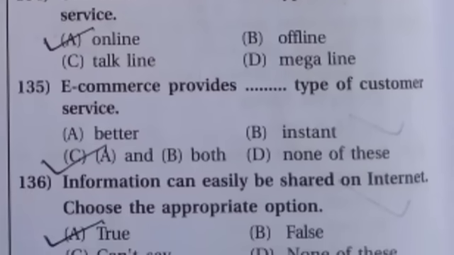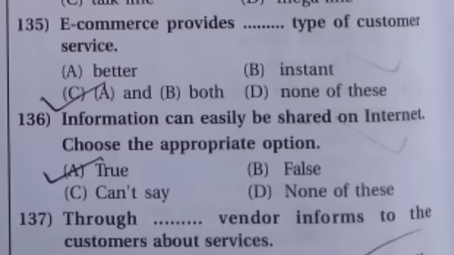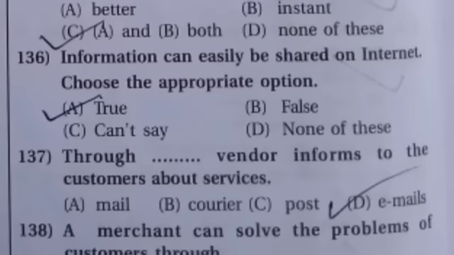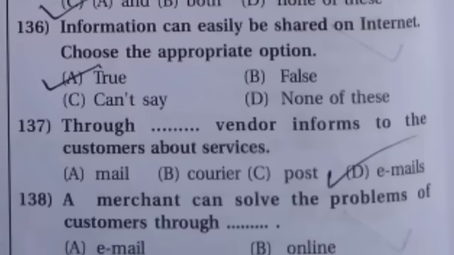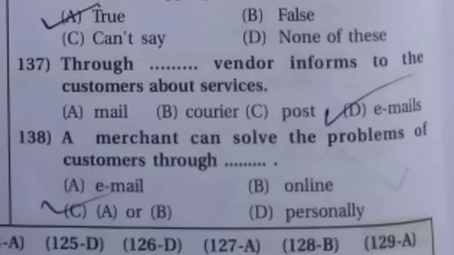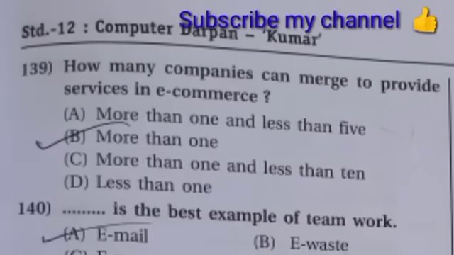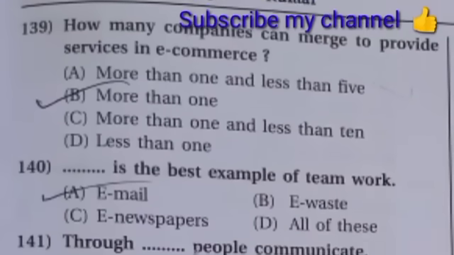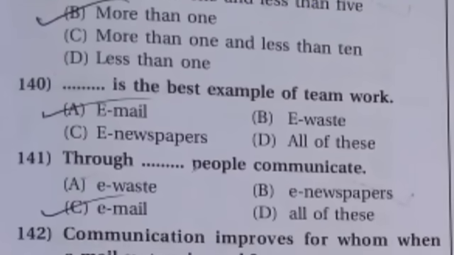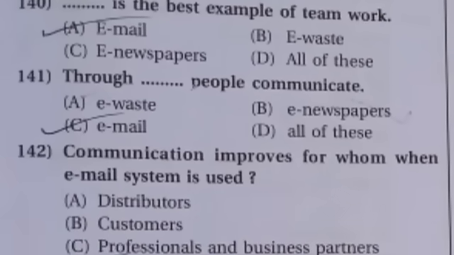Information can easily be shared on internet. Choose the appropriate option. A true. Through dash vendor informs to the customer about service. सी आंसर है, सॉरी डी आंसर है ईमेल्स। उसके बाद देखिए a merchant can solve the problems of customer through. सी ए एंड बी। How many companies can merge to provide service in email e-commerce? B. More than one. Dash is the best example of teamwork. Email. A answer है. Through dash people communicate. C. Email.